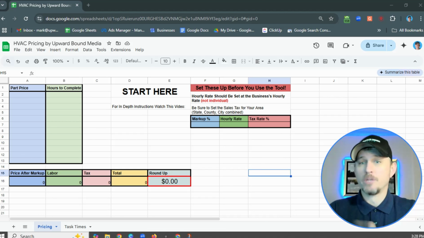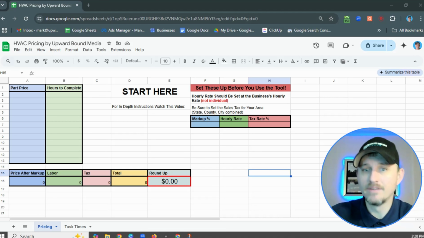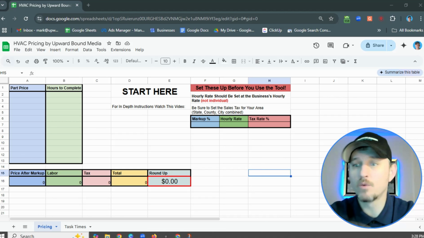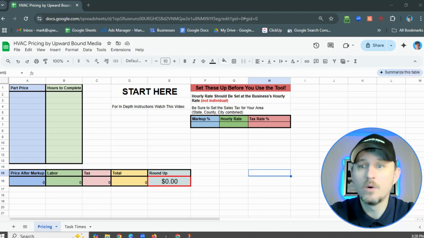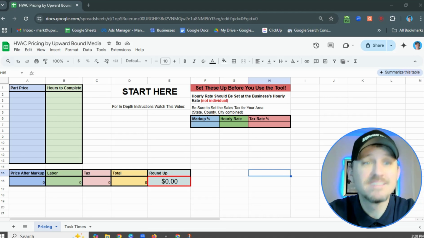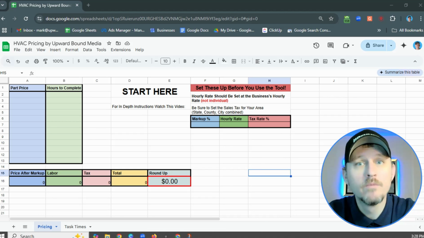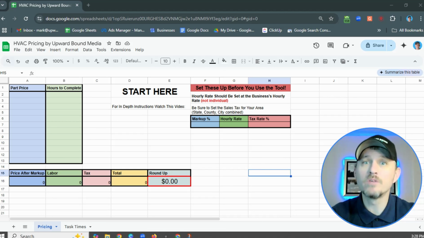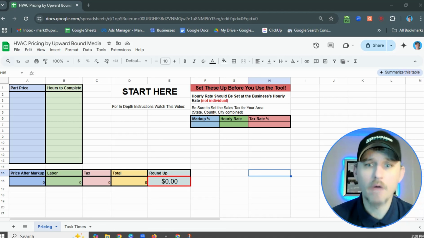So just to jump right in, one of the first things that we're going to do before we get into doing any of this is we need to set up our business's rates essentially. So, do you know what your business needs to charge hourly to get to the profit margins and to be profitable as a business? If you don't know that, then we probably need to jump in and do a little bit more research.